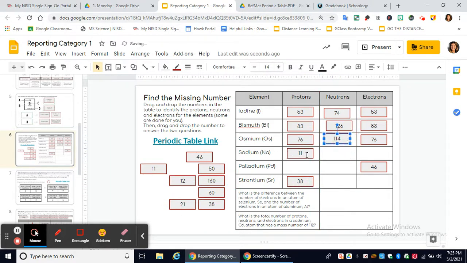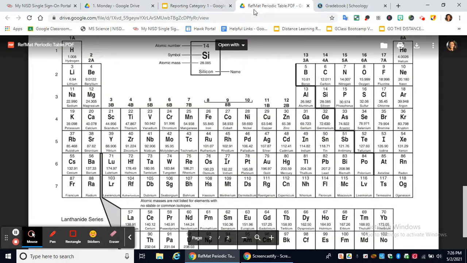Okay, and then when we're looking at sodium, same thing. The number of protons always equals the number of electrons in a neutral atom. So let's find sodium and calculate the number of neutrons. So we're going to take the mass number, 22.9 is going to round to 23. So 23 subtract the atomic number, 11 equals 12.